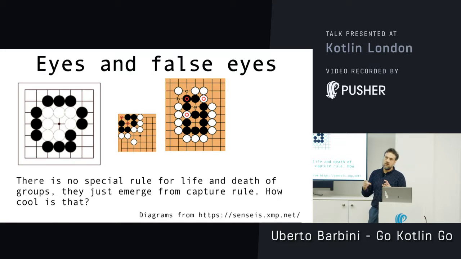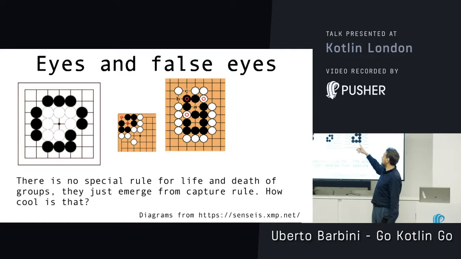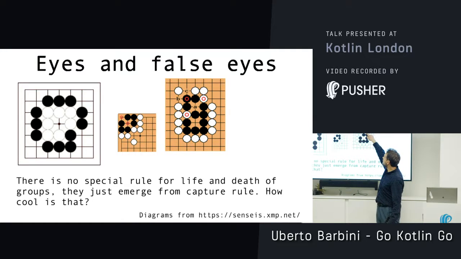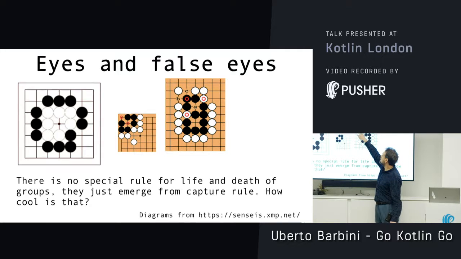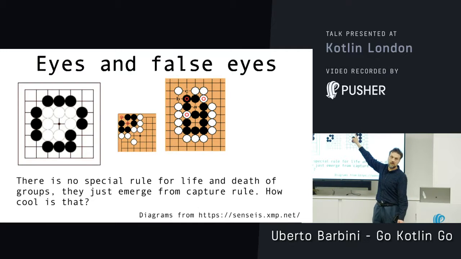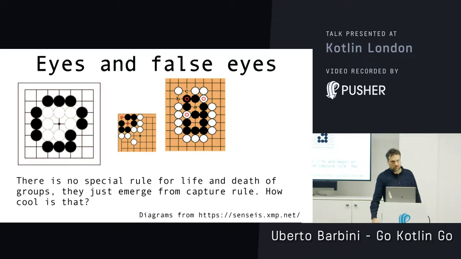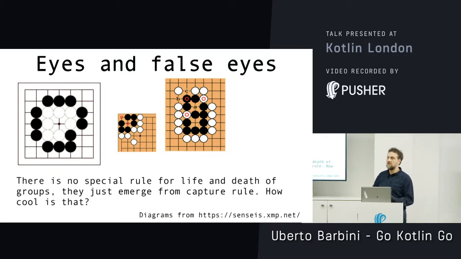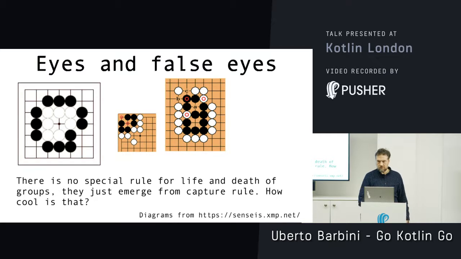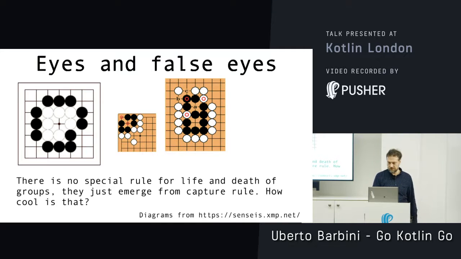Any shape that has only one eye is killable. Sometimes these are called false eyes, like this one, because it seems like an eye, but if white plays on C and B, then you can play on A and kill these 3, so there will be only one eye, and kill the other one too. So all the strategy of Go is to manage to have a group with two or more eyes. But it's not actually a rule. It's something that emerges from the rules.